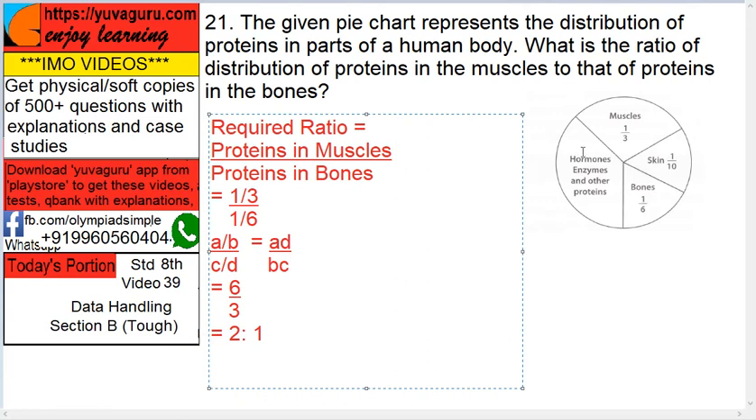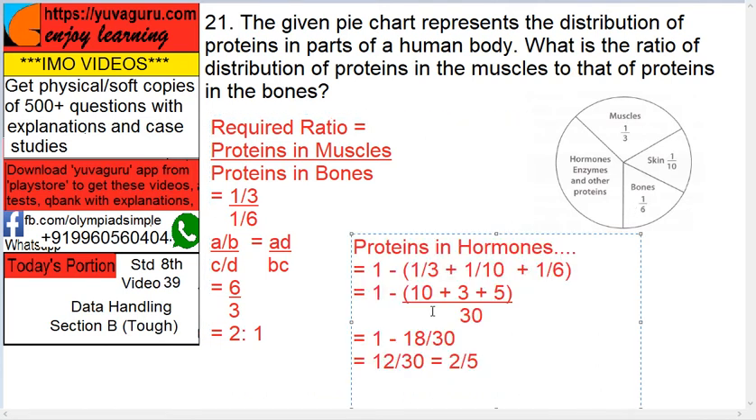If the question would have been to find the distribution of proteins in hormones, enzymes and other proteins, then what would you have done? See here, in that case the total is 1. 1 minus 1/3, 1/10 and 1/6. See this, I will solve it. If the proteins in hormones, enzymes and other proteins is asked, then 1 minus the total of all these three: 1/3 plus 1/10 plus 1/6.